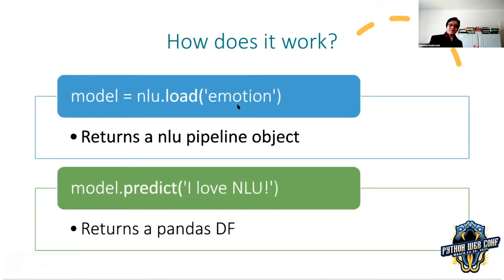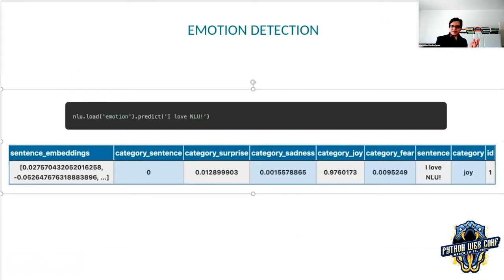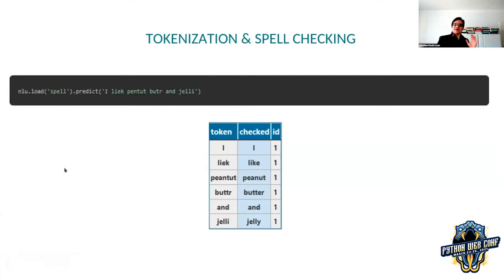So a more concrete example, you could say nlu.load emotion, and then you predict I love NLU. And what does it give to you? You get this pretty pandas data frame, which has the confidence for all of the 4 emotions classified. And the emotions are surprise, sadness, joy, and fear. And in this case, it correctly classifies the emotion of joy. And on top of that, you even get the vectorized sentence embeddings from the string. And this is very flexible.